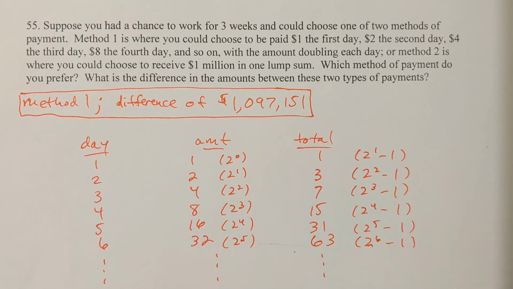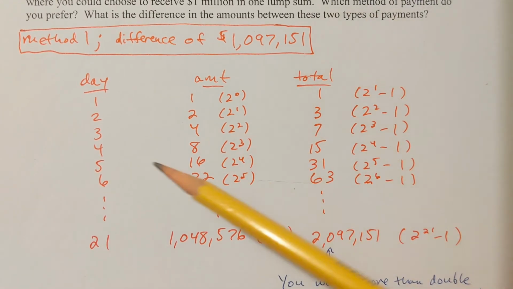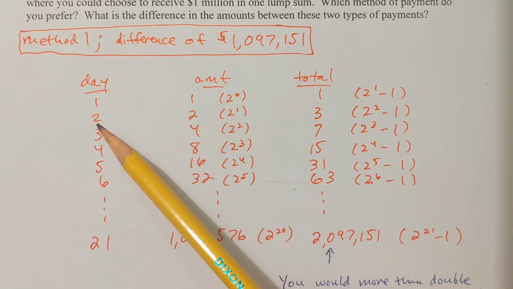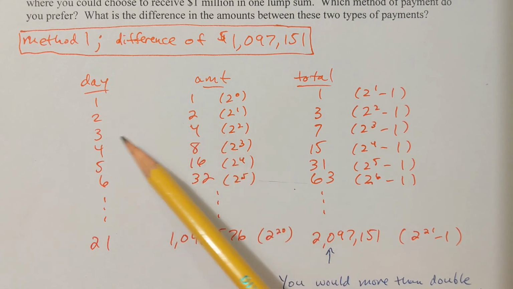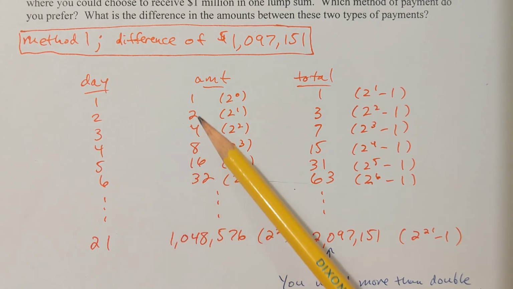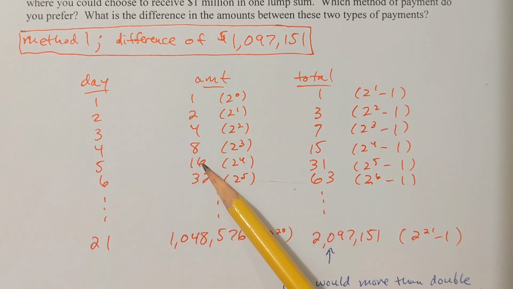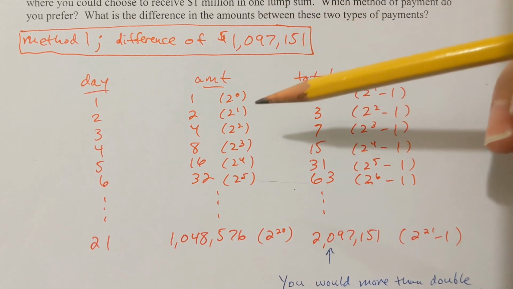Okay, so what I've done here is I've made a chart. So on day 1, I would have made $1. On day 2, I would have made $2. On day 3, I would have made $4. Day 4, I would have made $8. So the amount is doubling each day. Day 5, I would have made $16. And these are all powers of 2.